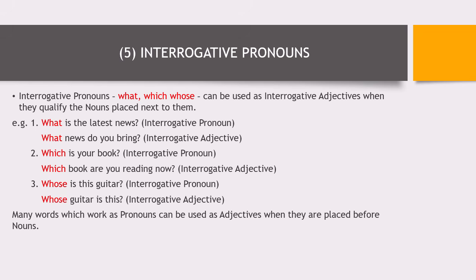2. Which is your book? Here, which is an interrogative pronoun. Which book are you reading now? Here, which is an interrogative adjective because it qualifies the noun book. 3. Whose is this guitar? Here, whose is an interrogative pronoun. Whose guitar is this? Here, whose is an interrogative adjective because it qualifies the noun guitar. Many words which work as pronouns can be used as adjectives when they are placed before nouns.